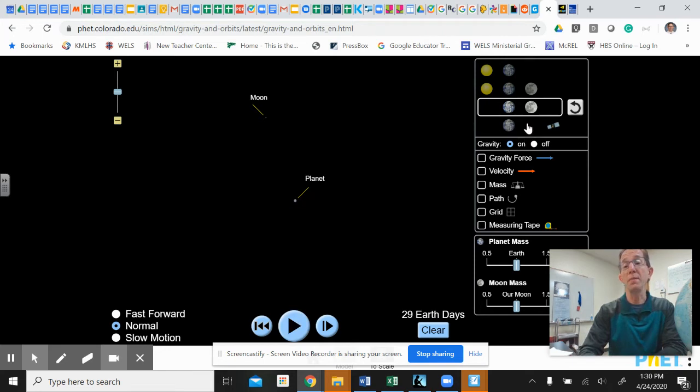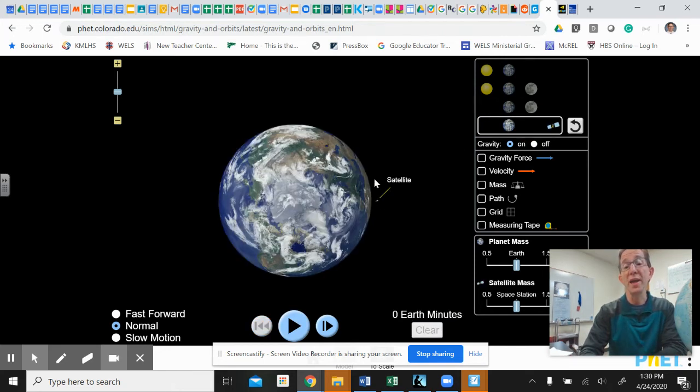Next, I'm going to show you a picture of the Earth and a satellite, something we might use for GPS or other devices so that we can send information up into space and then back down. And I just want you to notice how big the Earth is compared to that satellite.